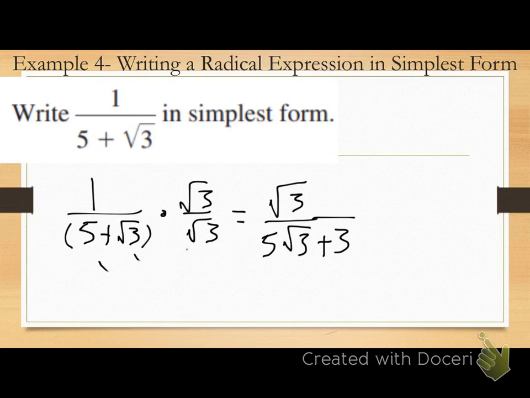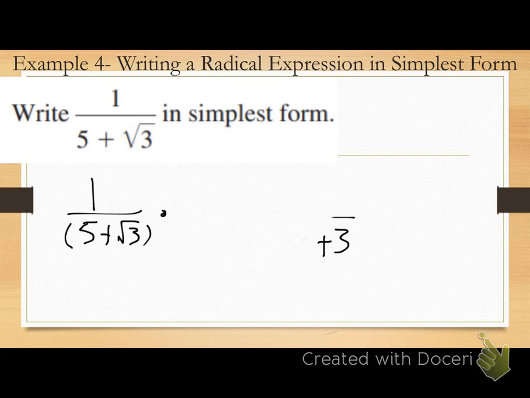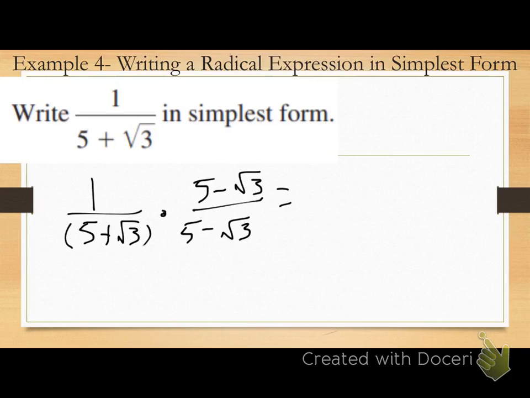So, what do I need to multiply top and bottom by here? What would be the conjugate of 5 plus square root of 3? 5 minus square root of 3. Does everyone see that? So up top, I get 5 minus square root of 3, because anything times 1 is itself. And now downstairs I have to FOIL. I got to go back to Algebra 1 and FOIL. First, outer, inner, last.